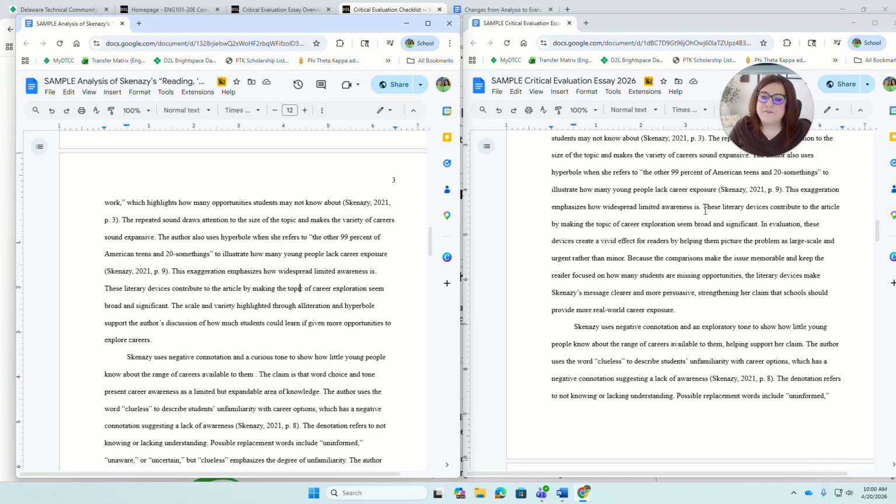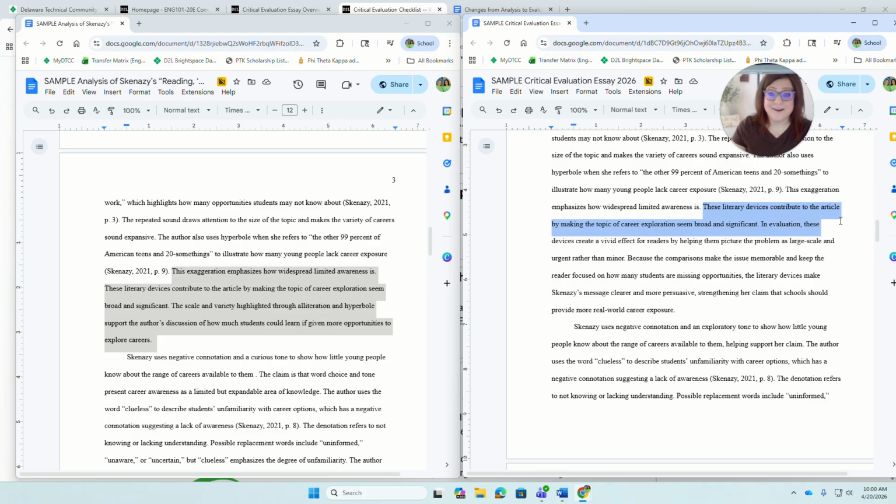But essentially, if we look here and we look at the tie-in, notice that this tie-in in the evaluation is a little bit bigger, and a little bit more intense, by adding in that evaluation piece. So instead of just saying how the author used the concept of exaggeration, take a look here. It says, these literary devices contribute to the article, so it makes it stronger, right? By making the topic of career exploration seem broad and significant.